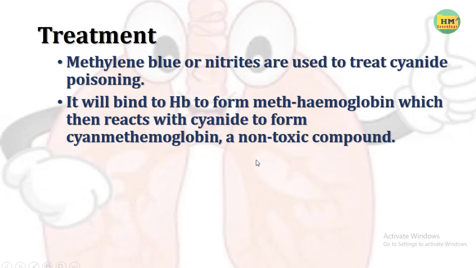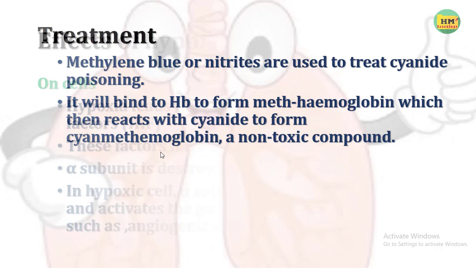Then the treatment which is given in histotoxic hypoxia is methylene blue or the nitrites, and they will bind to the hemoglobin to form the methemoglobin, and methemoglobin will bind to cyanide to form the cyanmethemoglobin, and it is a non-toxic compound. So this is a treatment which is given in histotoxic hypoxia.